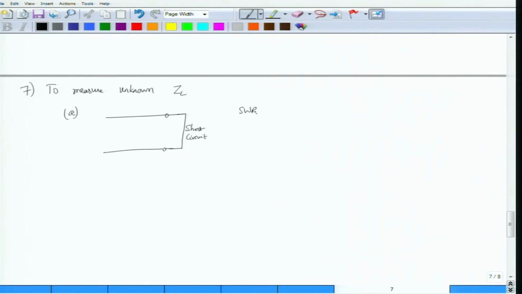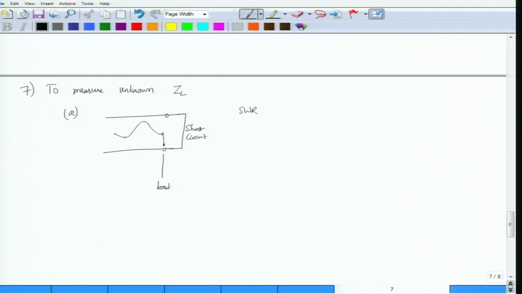Now to find the standing wave ratio, you would need minima and maxima measurements. So where does the minima happen? The first minima happens right on the short circuit, on the load itself, when the load is short circuited. Please note that when you replace the actual unknown load by a short circuit, the first minima happens to be on the load itself.